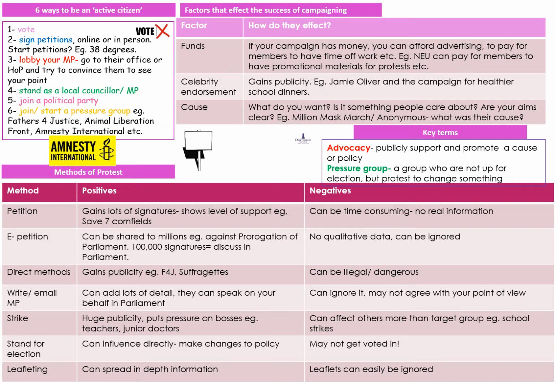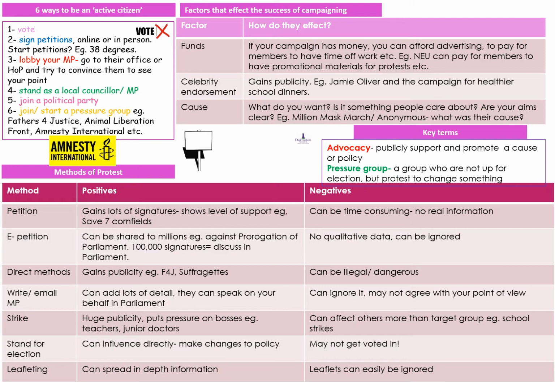Okay, so this bit here comes into every single one of your modules, which is the brilliant thing about citizenship, because it cuts down on revision. So this is about making a change in society. So if you have a look at the top box, you've got ways to be an active citizen, ways you can enter the democratic process. Voting's the easy one. You guys can't vote because you're too young.